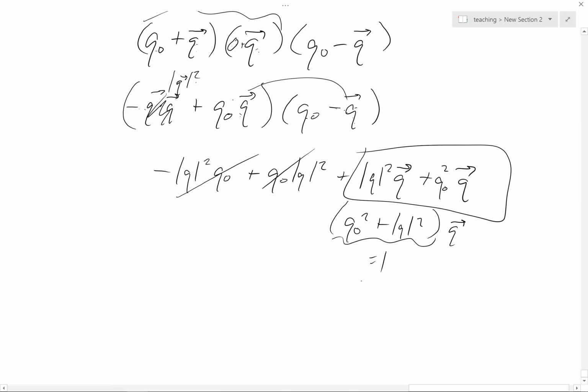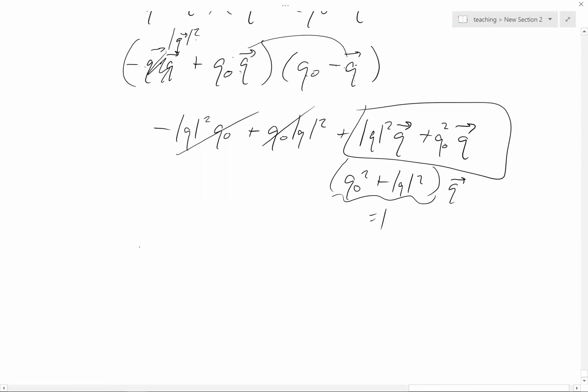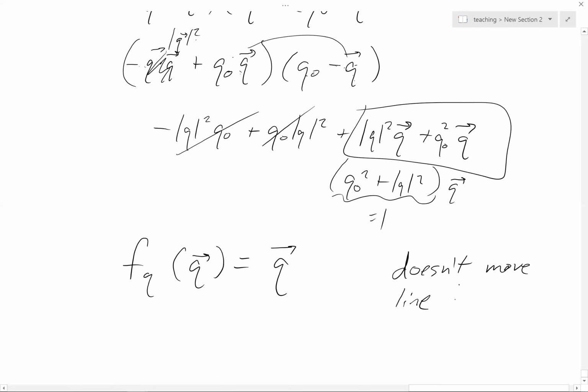So all that to say, if I do this q map on just the vector part of q, I get the vector part of q again. So whatever this map does, it doesn't move the line that goes through the vector q. So we know it has to be a translation, a rotation, or a reflection. Whatever it is, it doesn't move this line. So if it doesn't move that line, it's definitely not a translation.